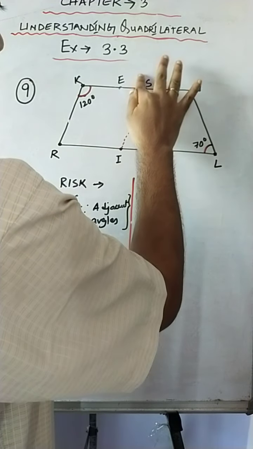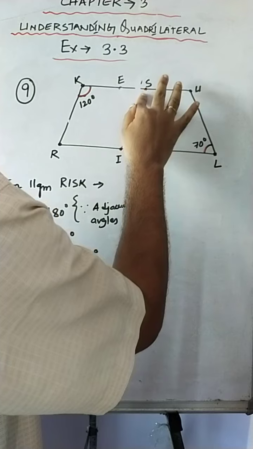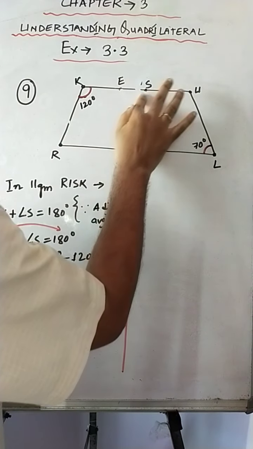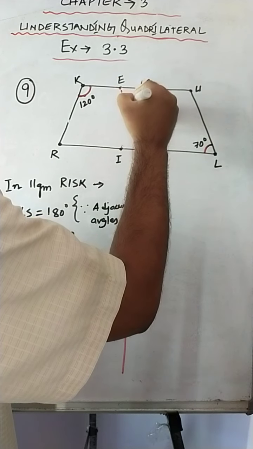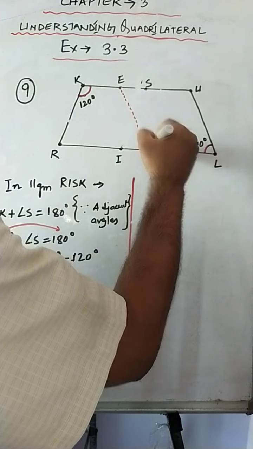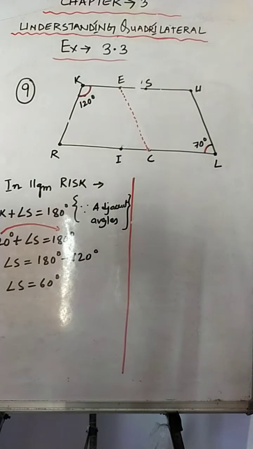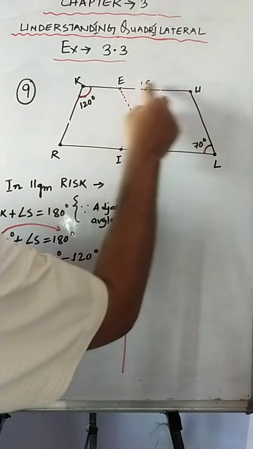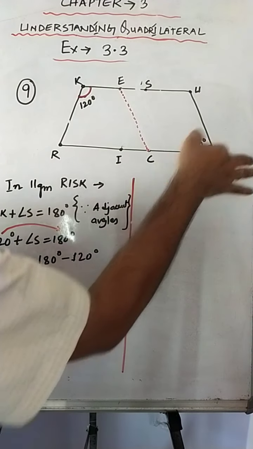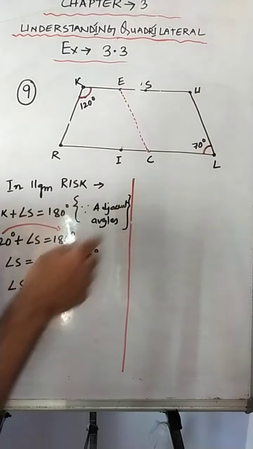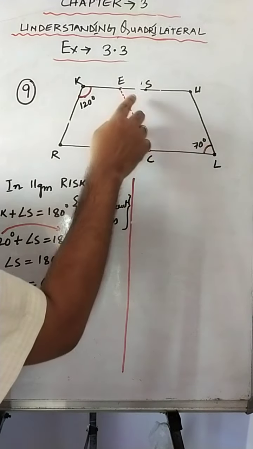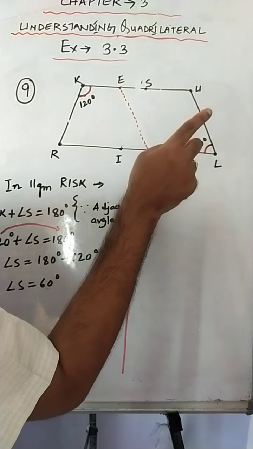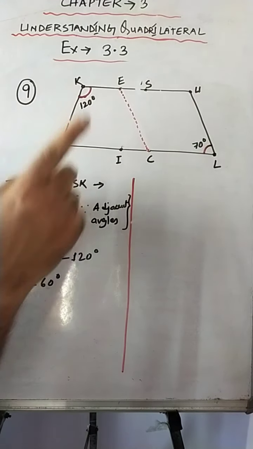Now let's rub this part. Forget about this one. Now let's concentrate on this parallelogram. So what is the name of this parallelogram? The name of this parallelogram is CLUE. Now how are these two angles related to each other? Carefully see these two angles. These are opposite angles. So in a parallelogram, the opposite angles are always equal, isn't it?